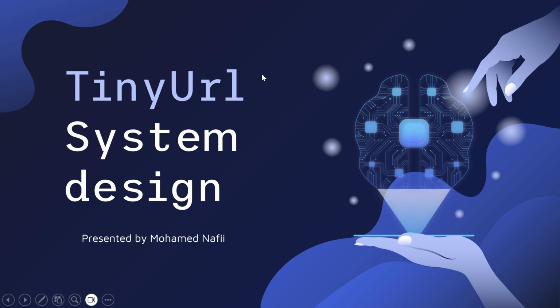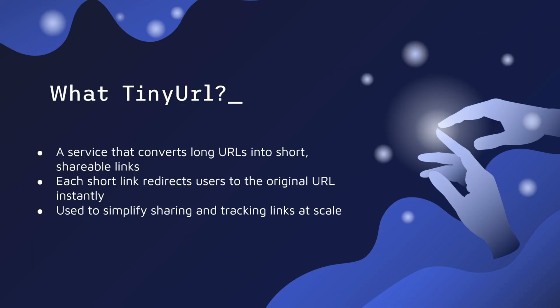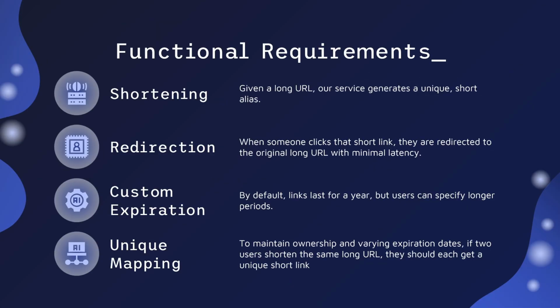Today, we are diving into a classic system design interview question: how to design a URL shortening service like Tinyurl or Bitly. The core goal is simple. A user gives us a long URL, and we give them a short, user-friendly link that redirects back to the original. Let's establish our functional requirements first.